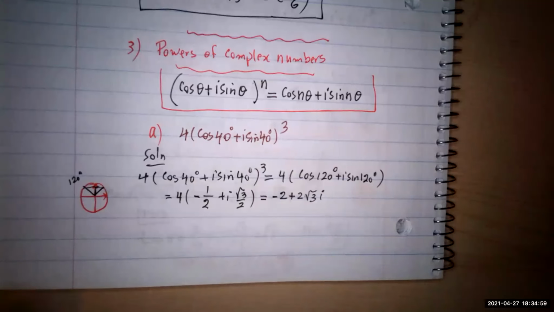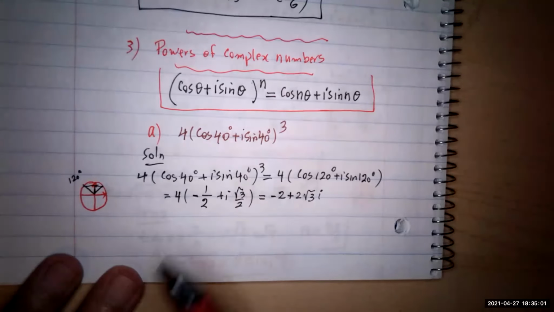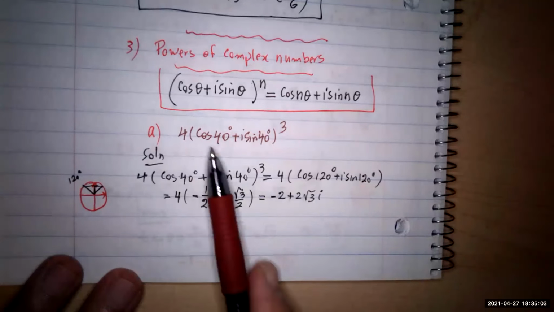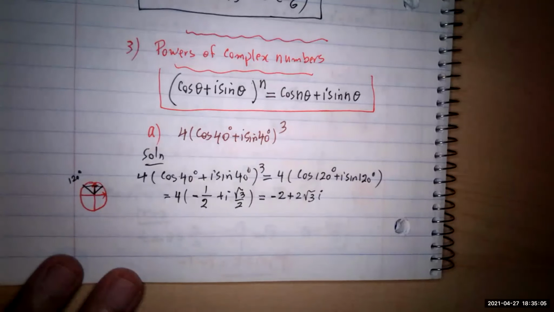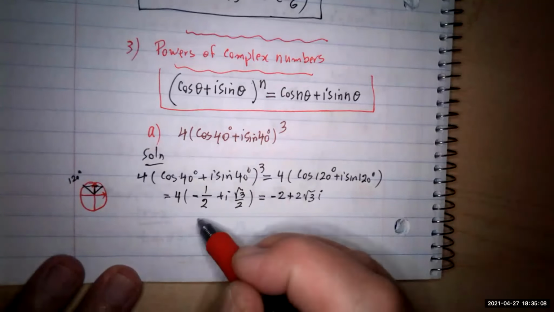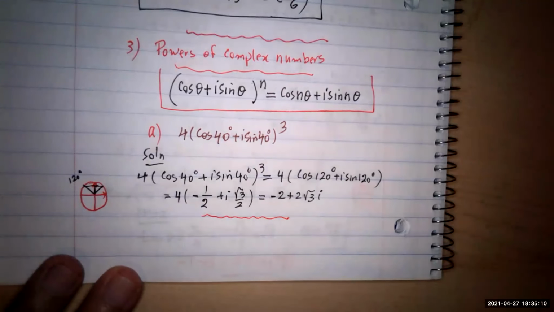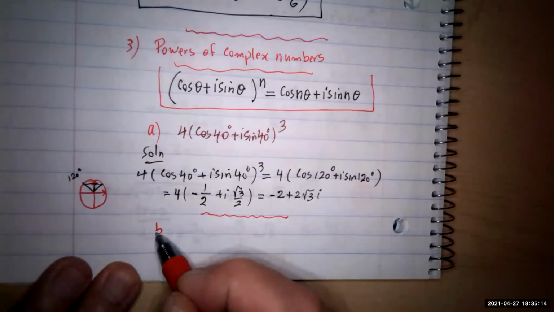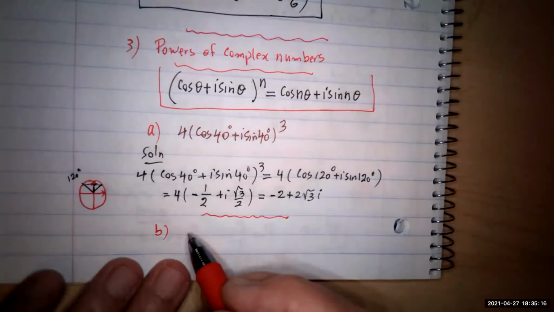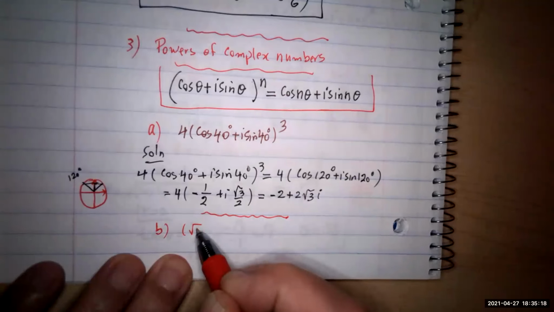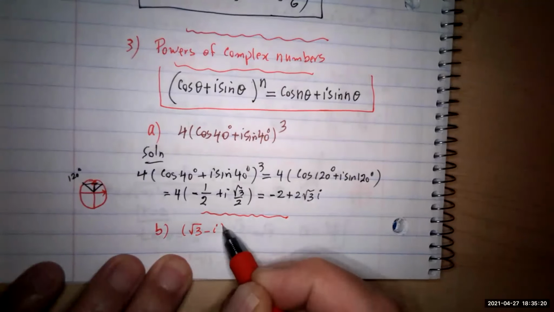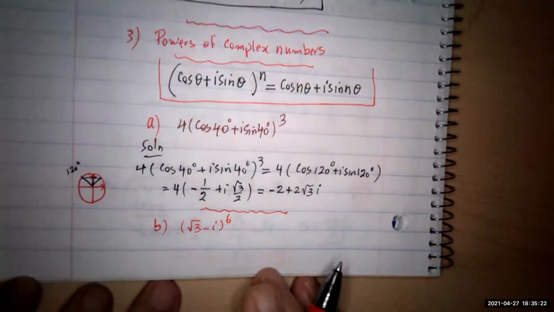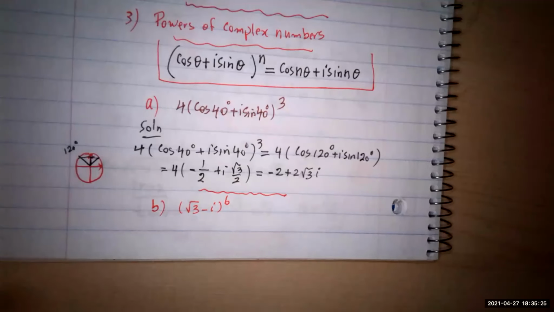Any question? That's the one we call type 1. But there is another type that you have to make ready. What is the other type? It's the second part. You want to find radical 3 minus i to the 6. Of course, you are not going to raise it to the 6. It's not possible for you.